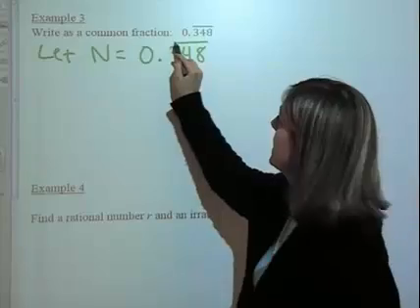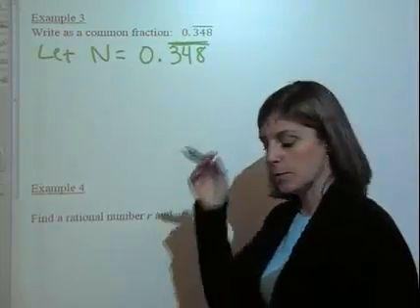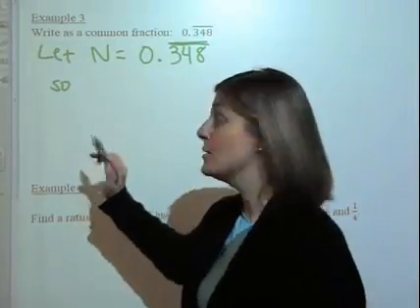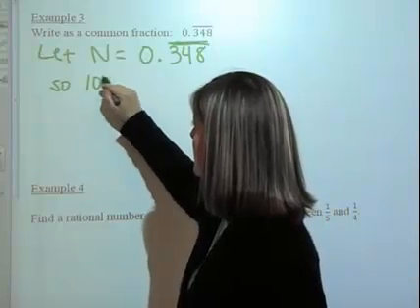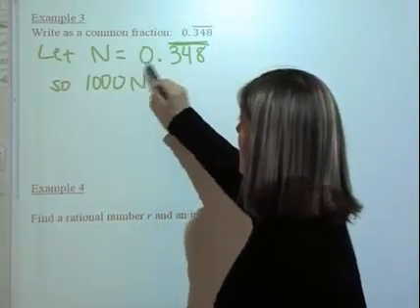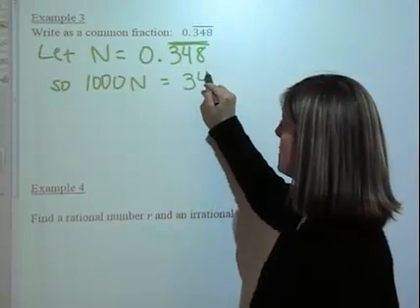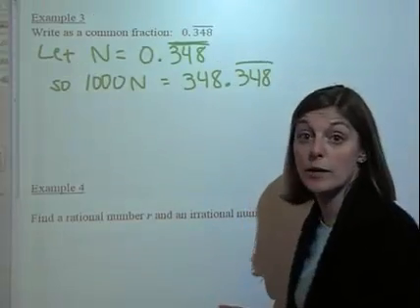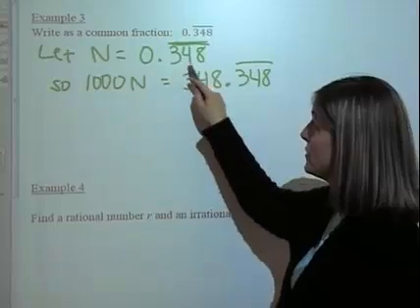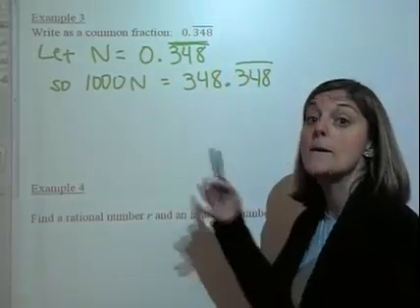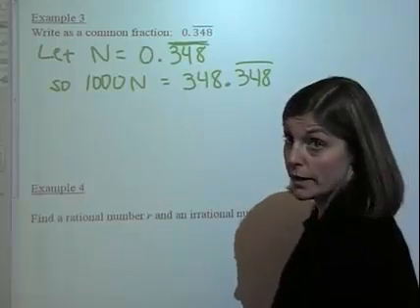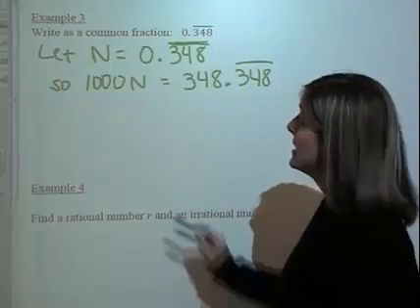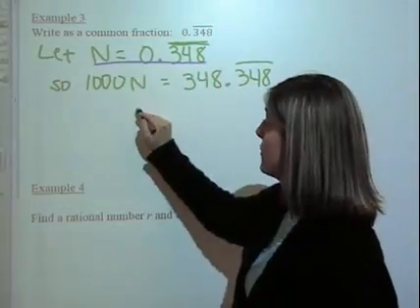So we're going to let n equal our repeating decimal. So if we multiply this side of the equation by 1,000, then 1,000n equals 348.348 with the repeating bar, okay? Because your decimal point just moves over 3 places. Remember, when you multiply by 1,000, it just moves the decimal 3 places to the right. So now we can take this equation and subtract it from this one.